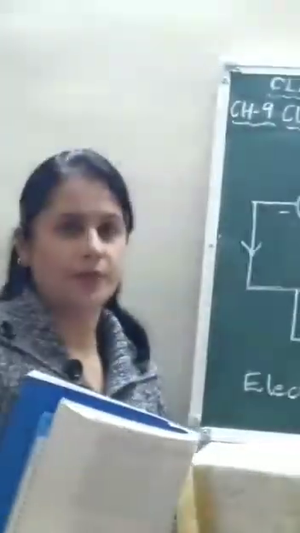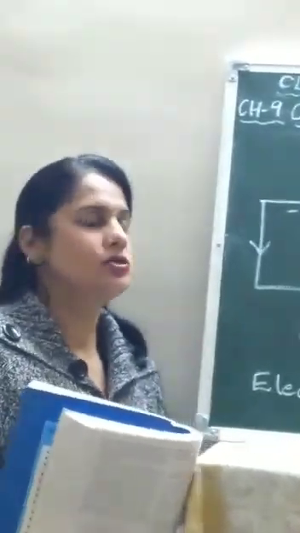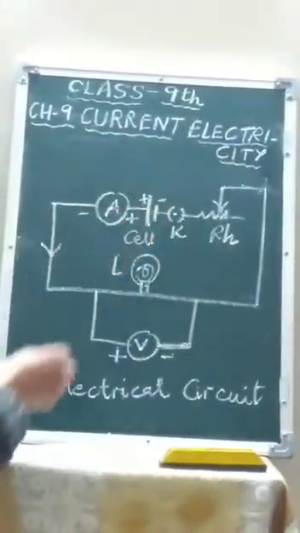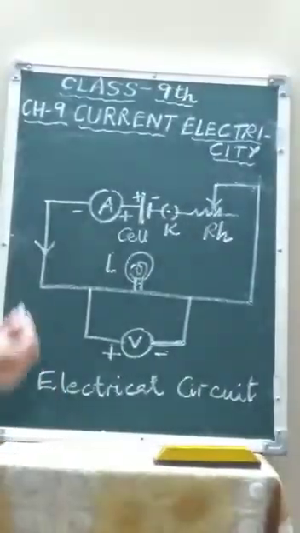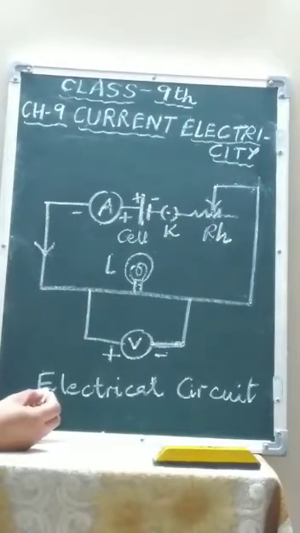Hello class 9 students. Today I will cover the topics which are coming in your preliminary examination. So I will continue with chapter number 9, current electricity. This figure shows a simple electric circuit in which the various components are represented by the symbol.